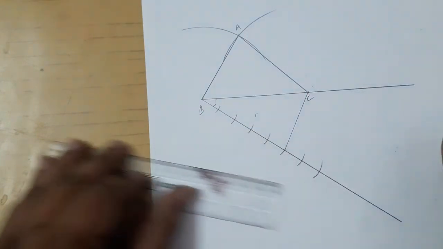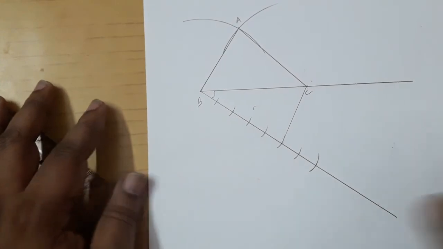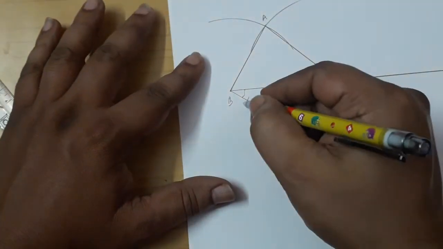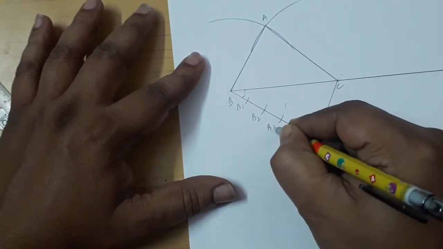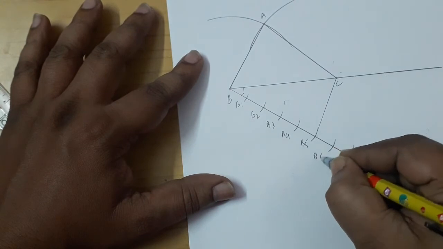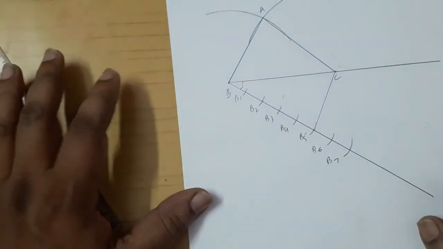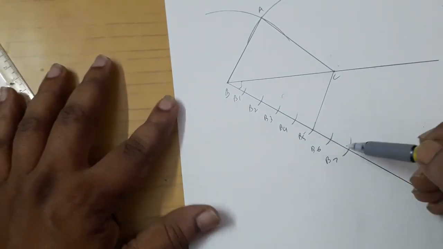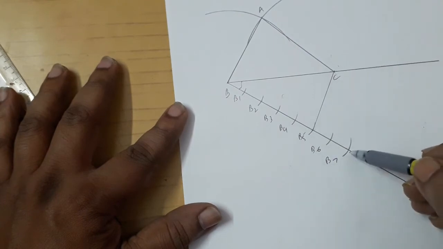This way. Okay, I've just extended it, and I'll give these markings, these arcs, names. So B1, B2, B3, B4, B5, B6 and B7. So now what we need to do is draw a line that is parallel to B5C from B7.